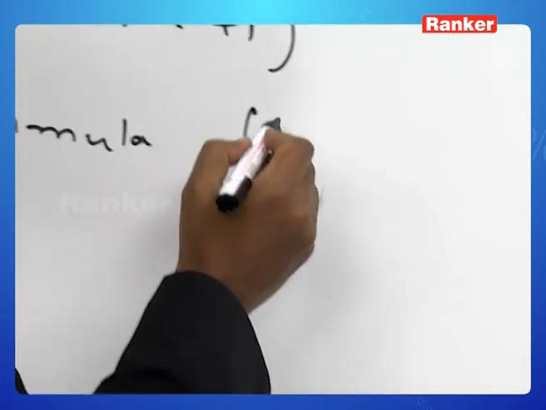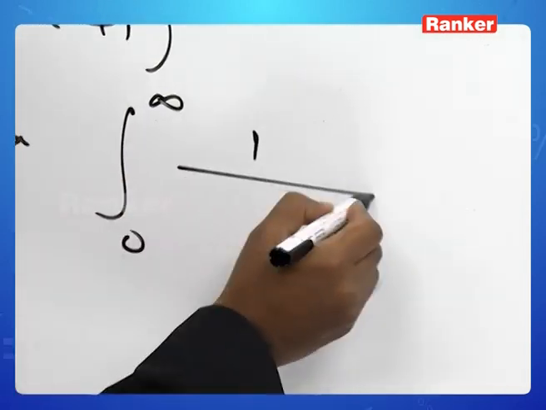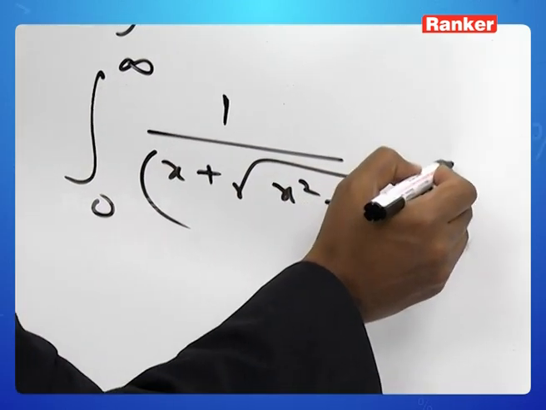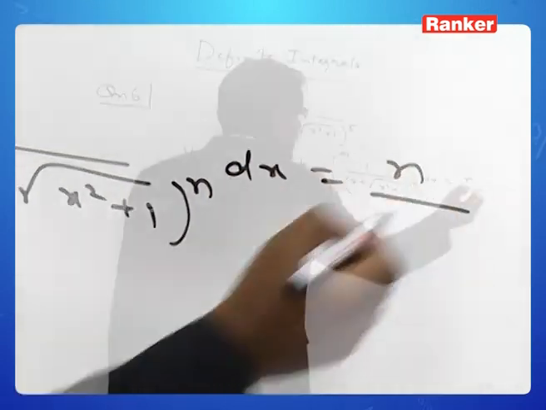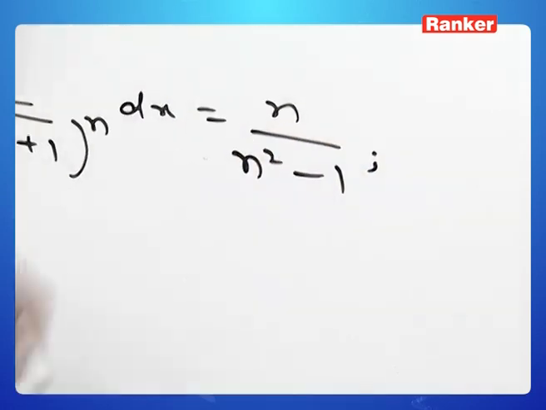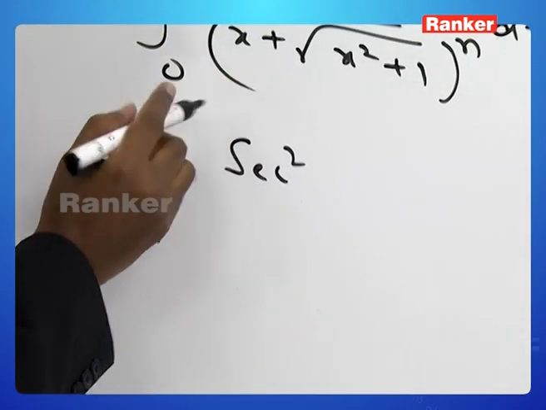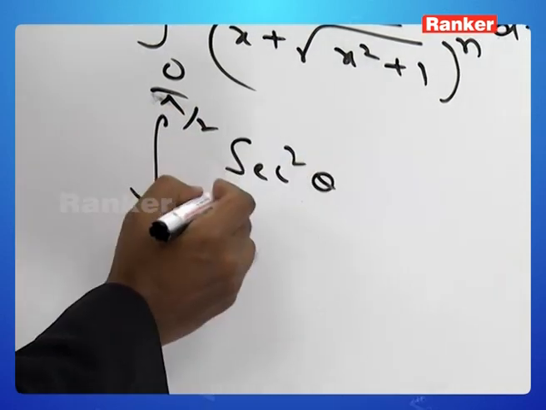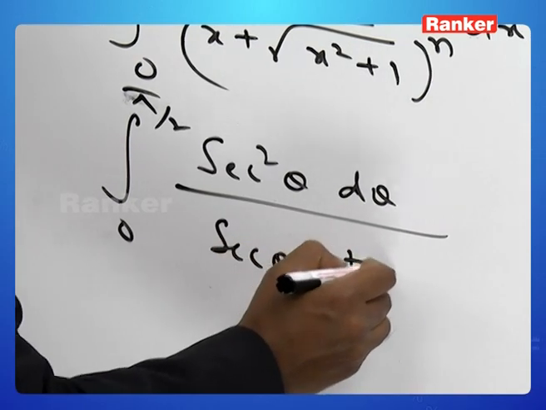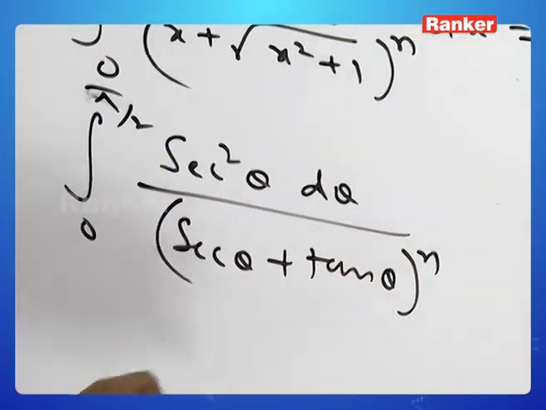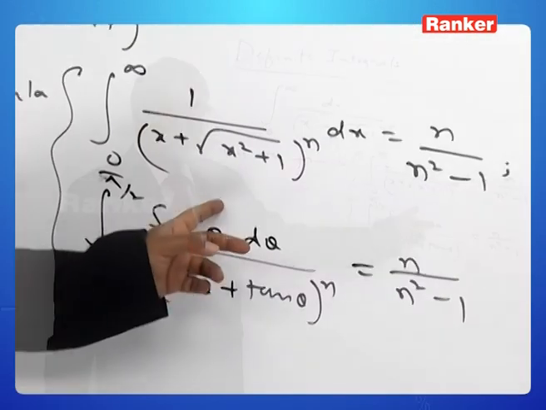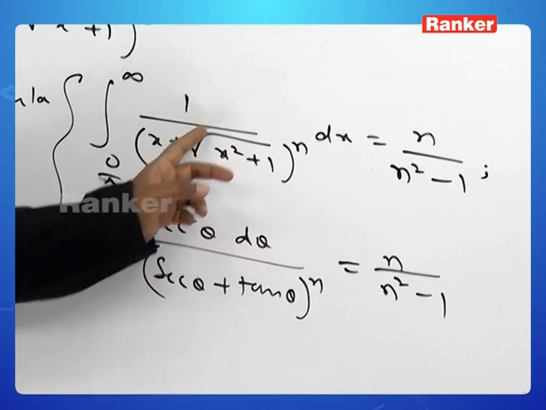Integral 0 to infinity of 1 by (x plus root over x square plus 1) raised to the power n dx is n by n square minus 1. In fact, integral 0 to pi by 2 of secant square theta d theta by (secant theta plus tan theta) raised to the power n is also the same as n by n square minus 1. So what happens is, if you put x equal to tan theta here, this integral will turn into this form.